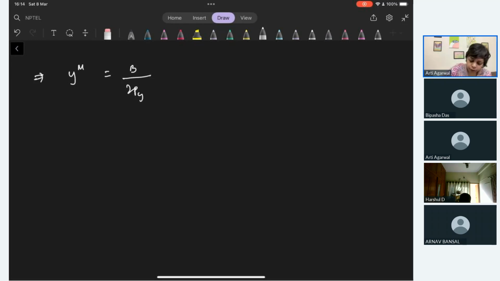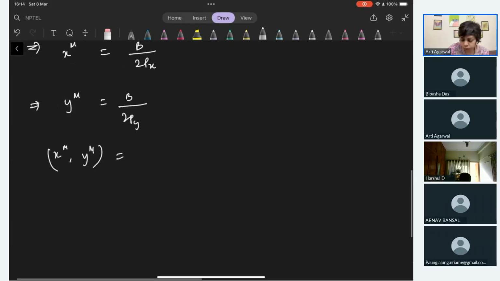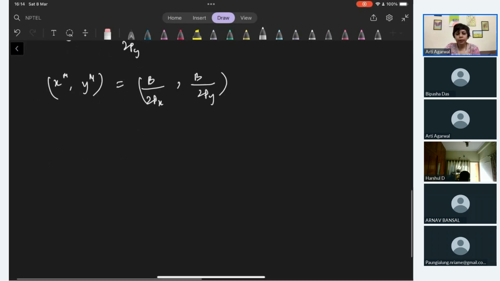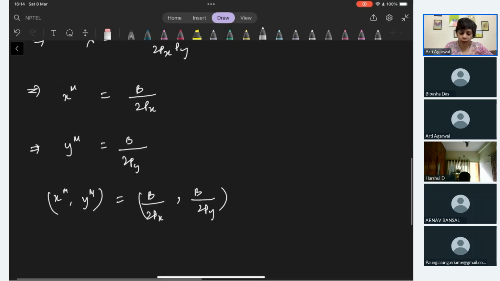Vector, you can write it like this: xm, ym is equal to b by 2px comma b by 2py. So this may look a little bit unlike what we have been doing so far, but once you get this part, the whole theory of income and substitution effects becomes very, very easy. Or at least simpler than what you would be doing without this. Okay, so this is your Marshallian demand function.